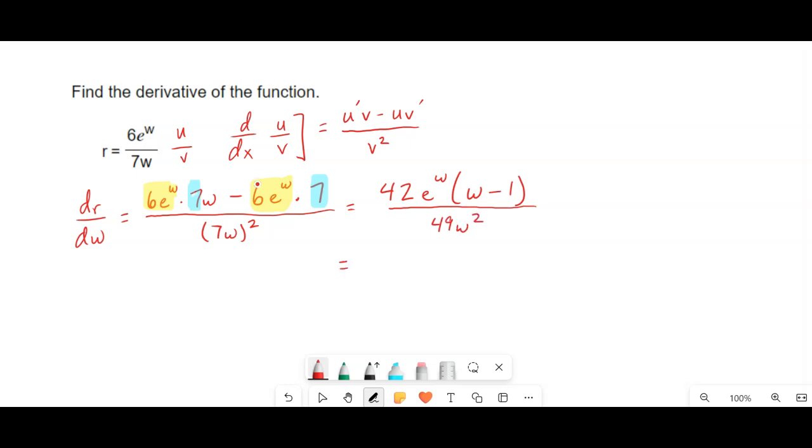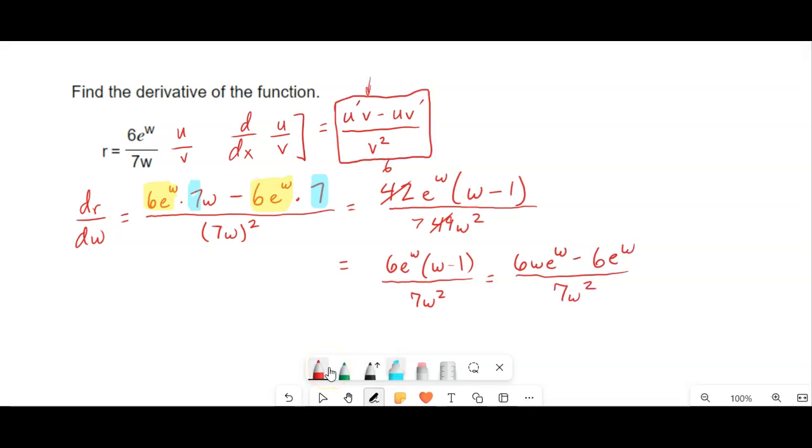And then simplifying, 7 will go into 42 6 times. 7 will go into 49 7 times. So this ends up as 6e to the w times (w minus 1), over 7w squared. All right, now you can leave it like that, or if you distribute it back through, you would have 6w e to the w minus 6e to the w, over 7w squared.